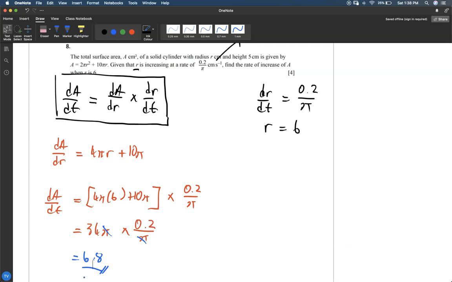We've done 8 questions, and I think some of you requested 2 other topics, which are integration, and surds and indices. So probably the next one I'll be doing is either integration or surds and indices. I'll try my best to upload it tomorrow.